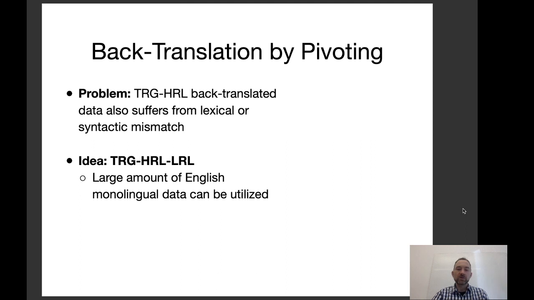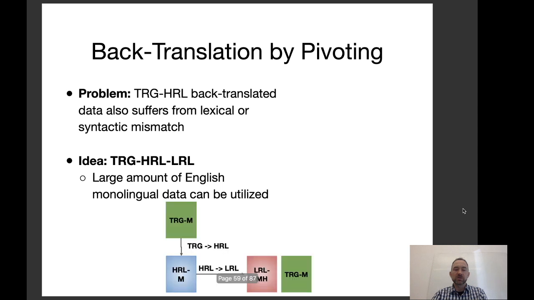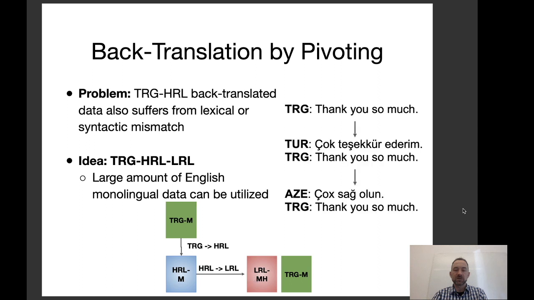And then finally, we can do back translation by pivoting. So basically what we do is the target to high-resource language back-translated data that we mentioned before also suffers from lexical or syntactic mismatch. And so what we do is we translate from the target language to the high-resource language, then to the low-resource language. And this allows us to leverage the large amount of English monolingual data while still improving our accuracy. So here's a schematic right here, and an example.